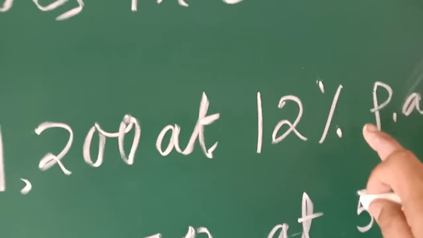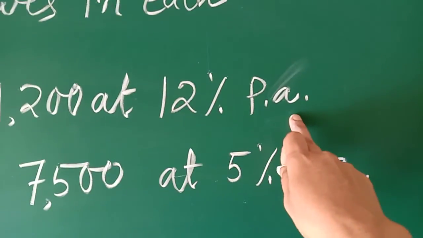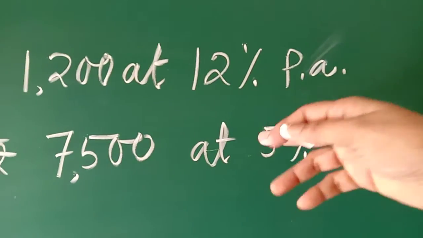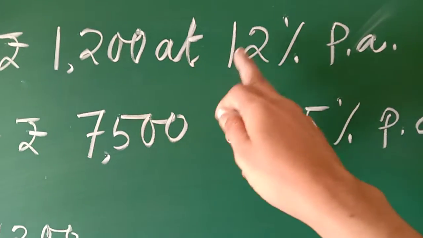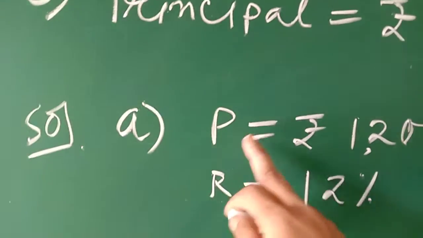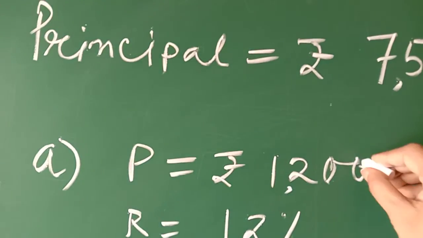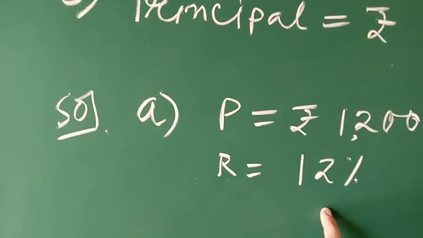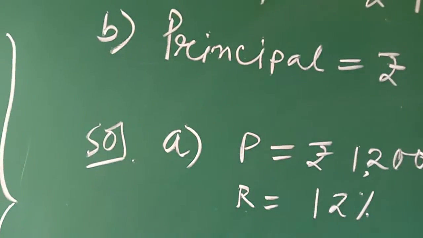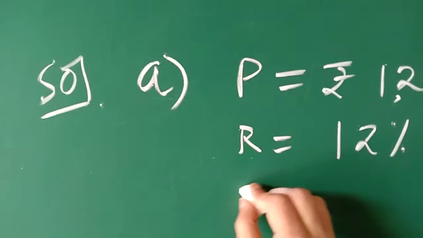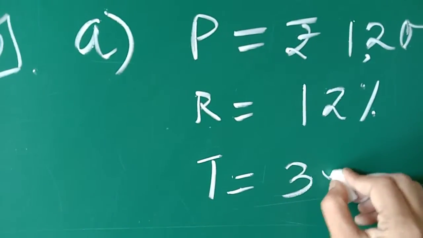What does it mean? P.A., per annum, means per year. Annum, yearly. The rate is 12% per year. So principal is equal to rupees 1200 and rate is 12%. So what you have to find out? First of all you have to find out the time. Time is also given, 3 years.